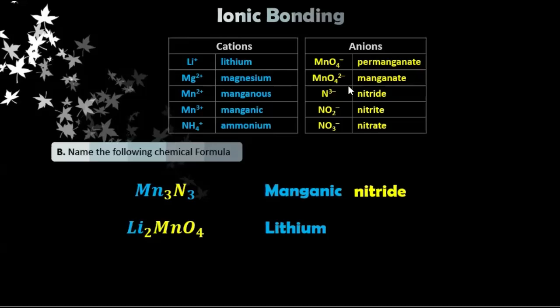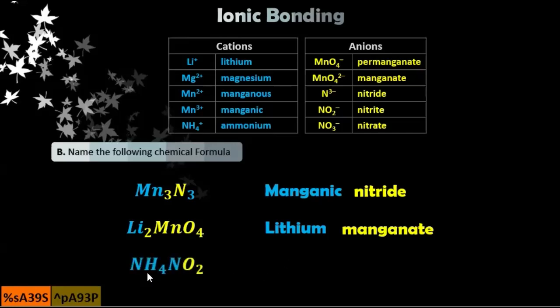Second example, we have Li2MnO4. Li is lithium and MnO4 is either permanganate or manganate. Now, since our lithium here has a subscript of 2, therefore this subscript is the charge of MnO4, and that is manganate. So the answer is lithium manganate. Okay, ang subscript niya kay charge ni MnO4.